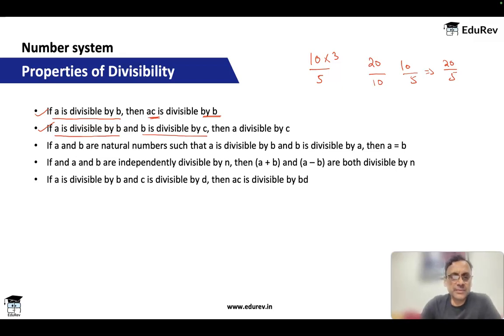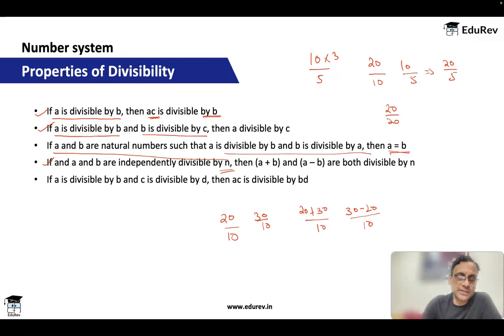If A and B are natural numbers such that A is divisible by B and B is divisible by A, then obviously A is equal to B. If 20 is divisible by 20, then they have to be the same. If A and B are independently divisible by N, that is, let's say 20 is divisible by 10 and 30 is also divisible by 10, then 20 plus 30, which is 50, will be divisible by 10, and 30 minus 20, which is 10, will also be divisible by N. So that is the fourth one.